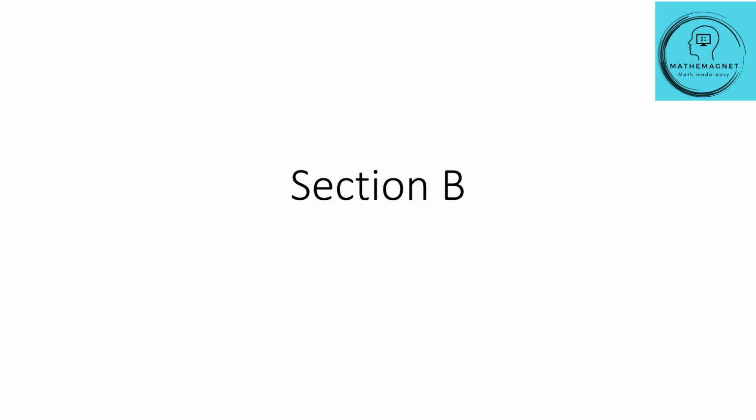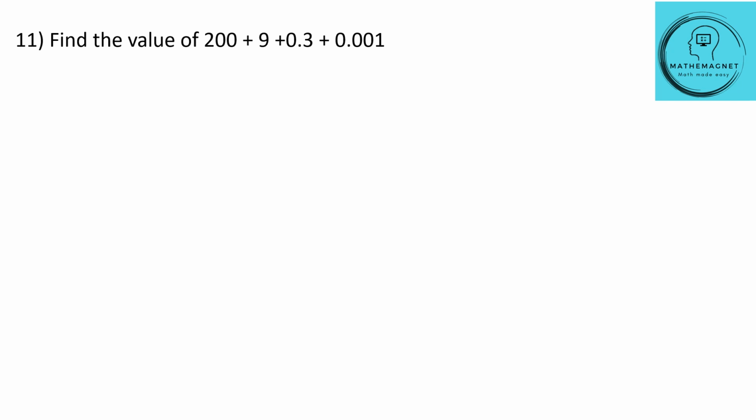Section B. Let's see what questions come under section B. Question 11. Find the value of 200 plus 9 plus 0.3 plus 0.001. So let's add 200 plus 9, it becomes 209, plus 0.3 becomes 209.3, plus 0.001 becomes 209.301. So this is your final answer.